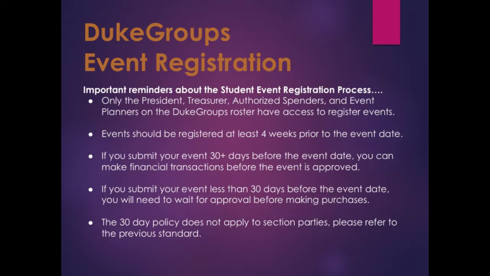If you submit your event more than 30 days before the event date, you can make purchases before the event is approved. If you submit the event less than 30 days before the event date, you will not be able to make purchases until the event is approved. Submit your events early. To find this feature, go to your organization's page. Find Events on the top menu bar and then click on the Create Event in the top left corner.